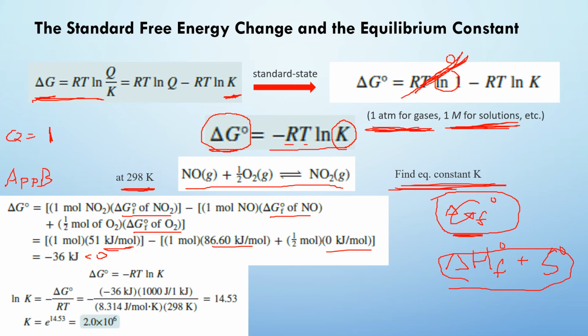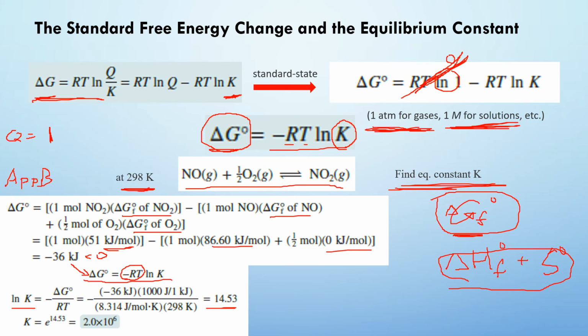So what is the equilibrium constant K? Using this equation, now that we have the delta G, we can plug that in here, and the temperature is given and R is a constant. To solve for K, first we divide by minus RT on both sides. On the left hand side you have natural log of K, and on the right side you have negative delta G divided by RT. All the numbers you need are given or have been calculated, so the natural log of K here is equal to 14.53.